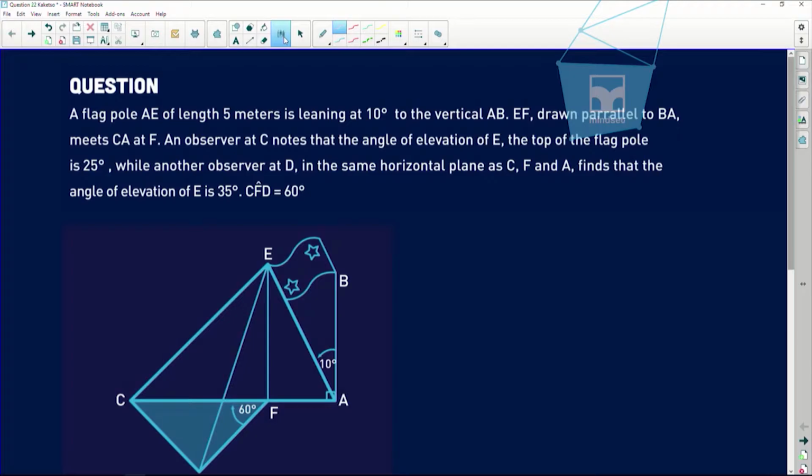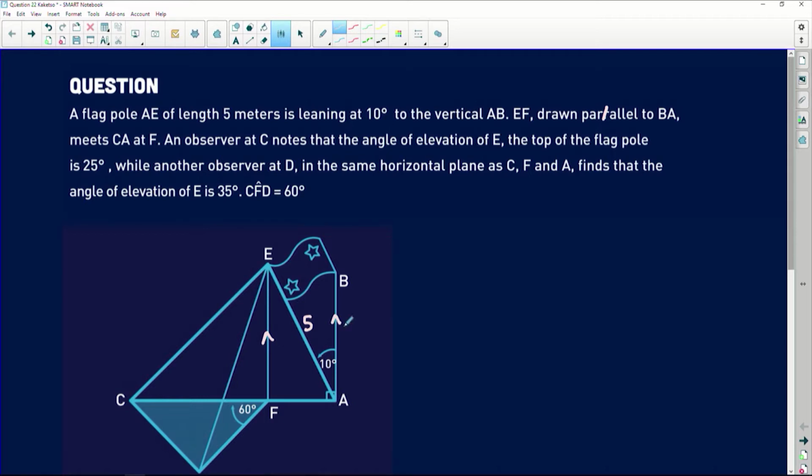Alrighty, this is a great question because it's very 3D. It actually has an object that you can try and familiarize yourself with. So let's just jump right into it. It reads, a flagpole AE of length 5 meters. Okay, so this is 5 meters over here. Is leaning at a 10-degree angle to the vertical AB. EF, drawn parallel to BA, meets CA at F. Okay, so this here is parallel to that.